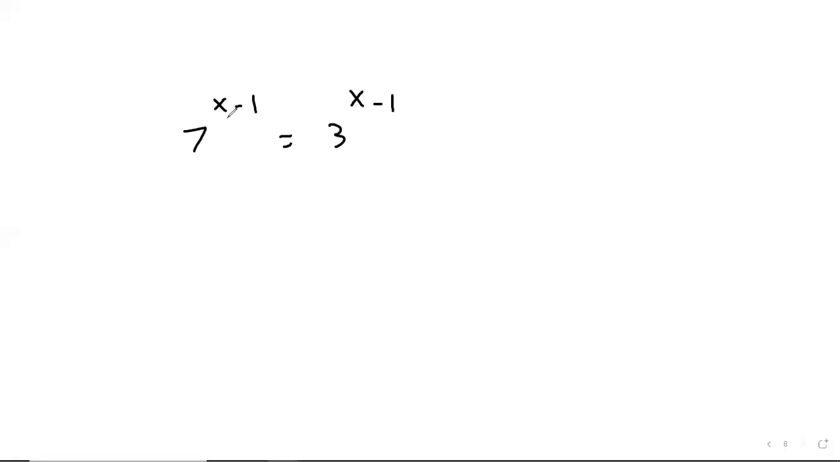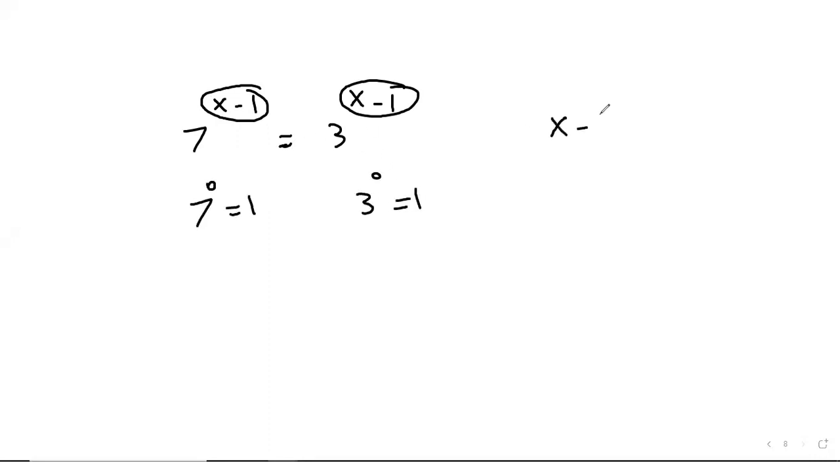Here in this example, what is the value of x? 7 to the power of x minus 1 equals 3 to the power of x minus 1. And 7 is not equal to 3, it's impossible. But 7 to the power of 0 is 1 and 3 to the power of 0 is 1. That means the power is equal to 0. So x minus 1 equals 0. From that, x equals 1.